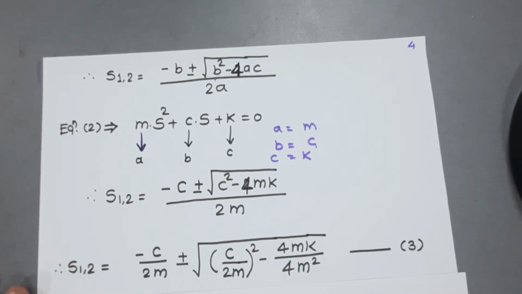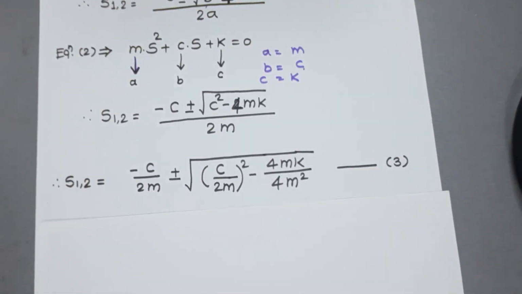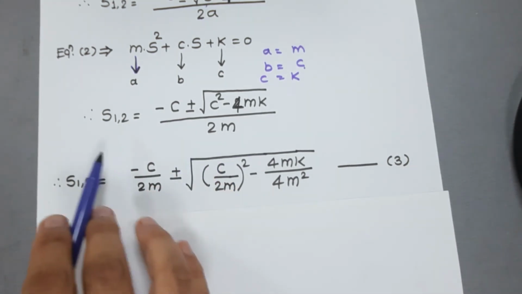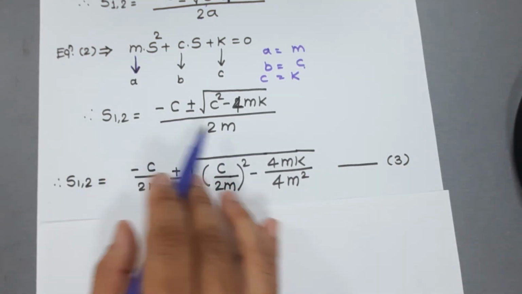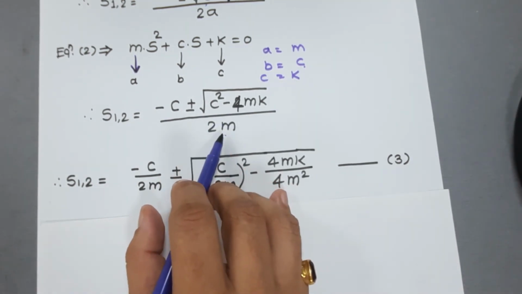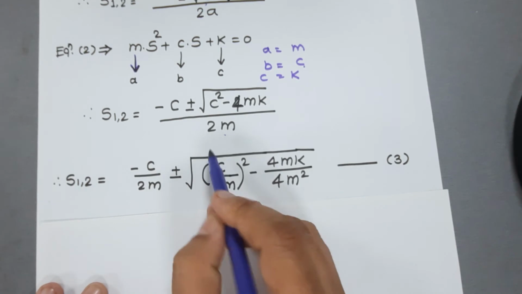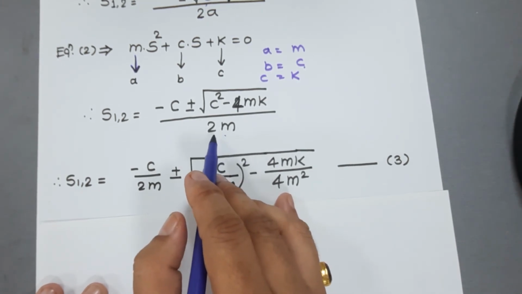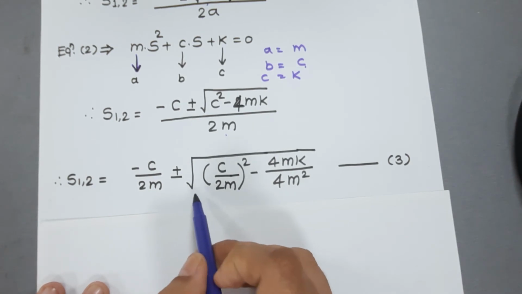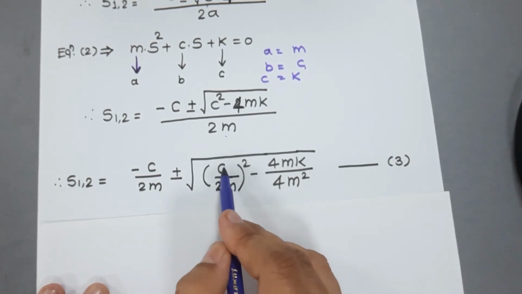Now I will solve this equation. We have to divide by 2m. So here we have S12 is equal to minus c upon 2m. This part is under the square root, and this part is outside the square root. The plus minus stays as it is. Now I want to put this 2m inside the square root, so we have to square it. So what is inside? Under the square root, c square.